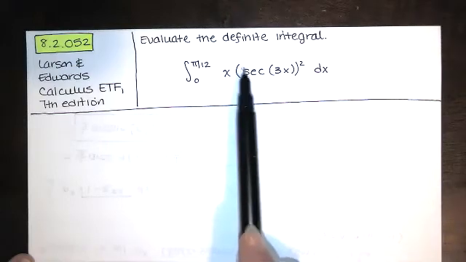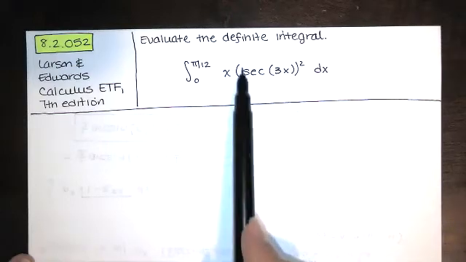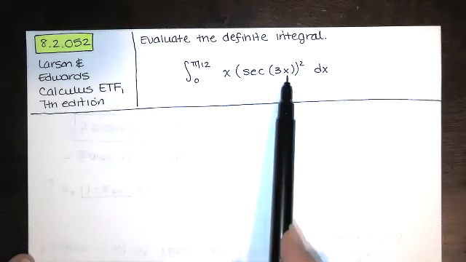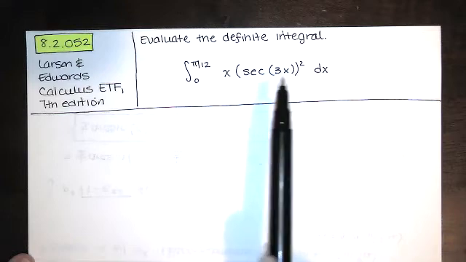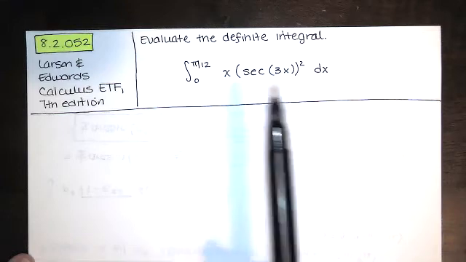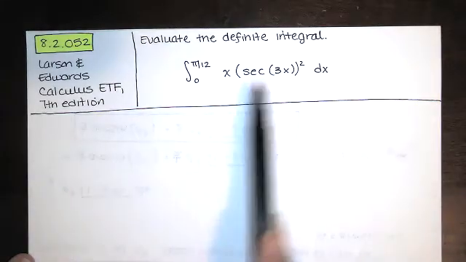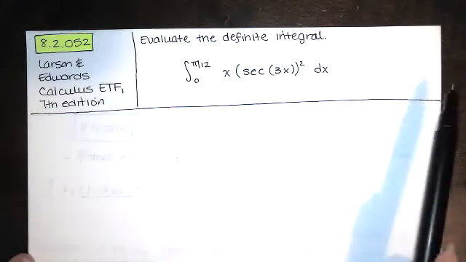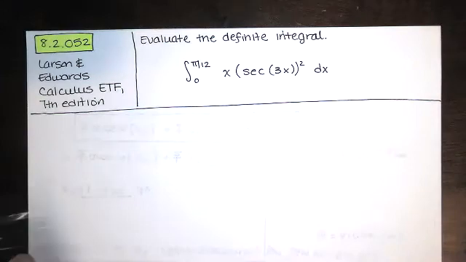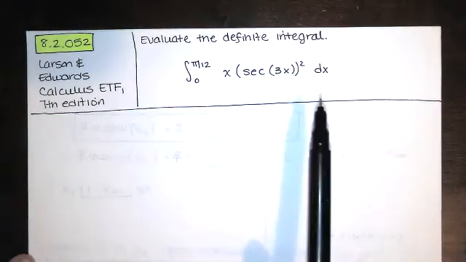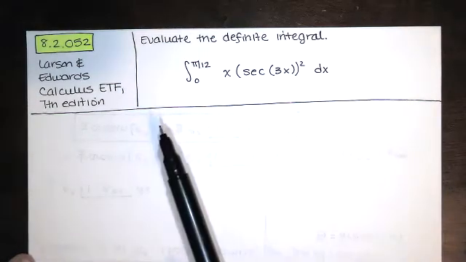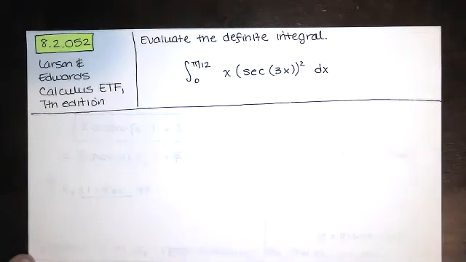The other possibility is that since secant of 3x is all being squared, maybe u should be secant of 3x, but the derivative of secant of 3x is secant of 3x times tangent of 3x times the derivative of the inside, which is a 3, and there's no extra secant of 3x tangent of 3x out here. So the two natural choices for u don't work, so that tells me I should probably use integration by parts.